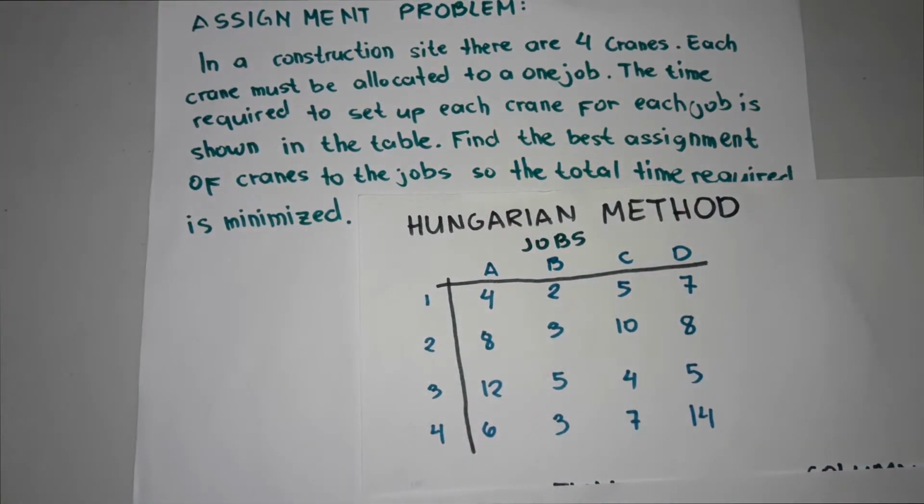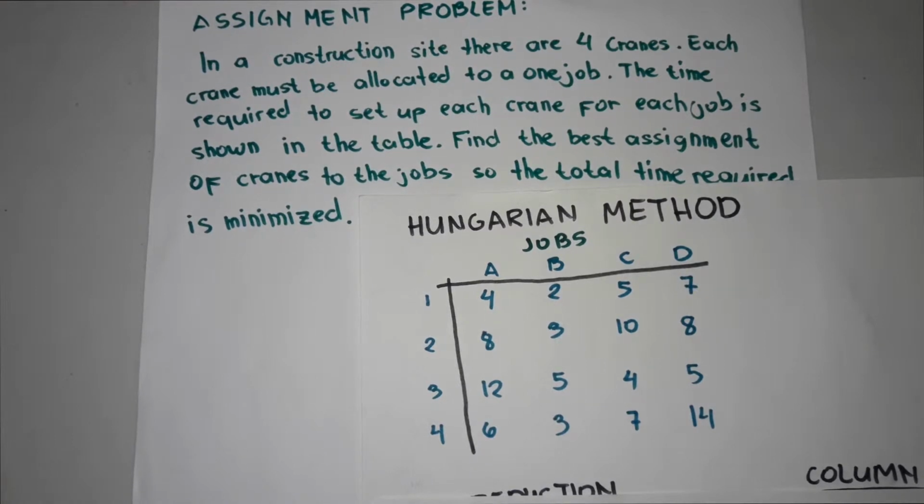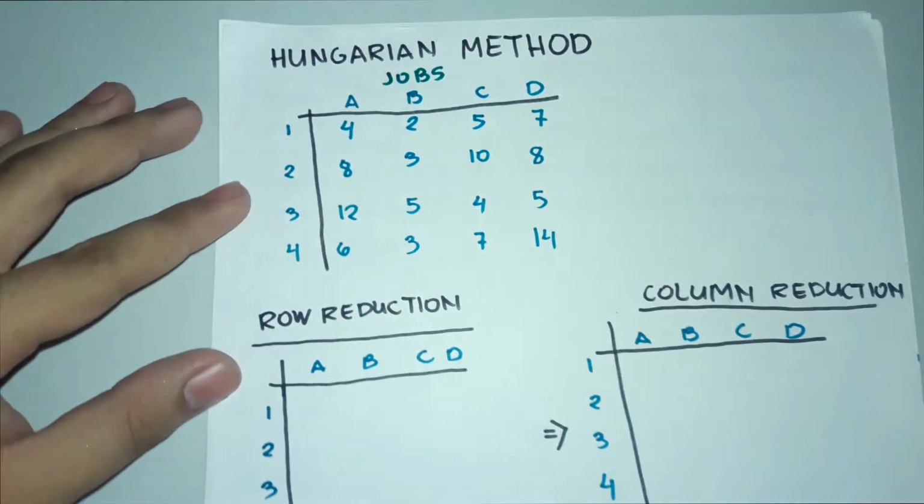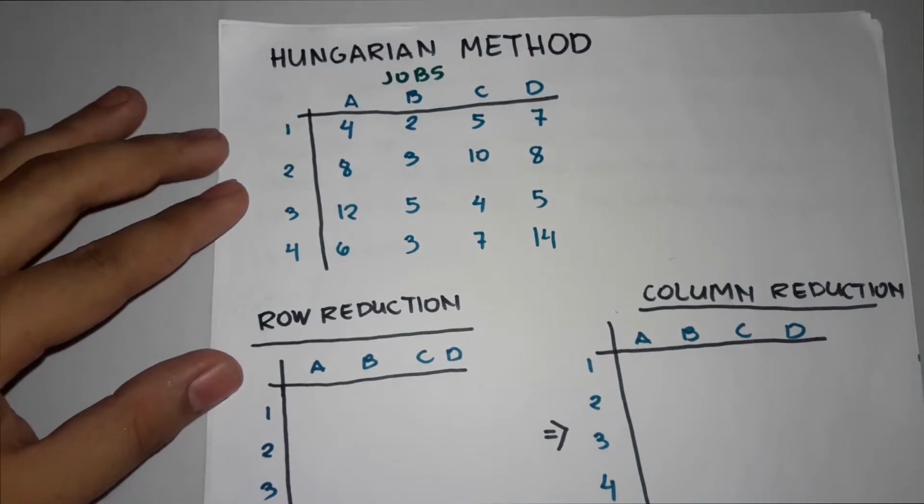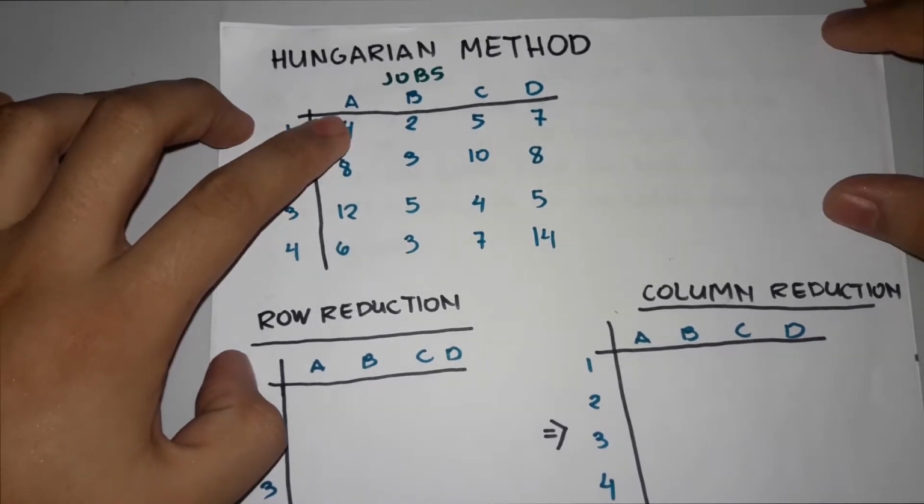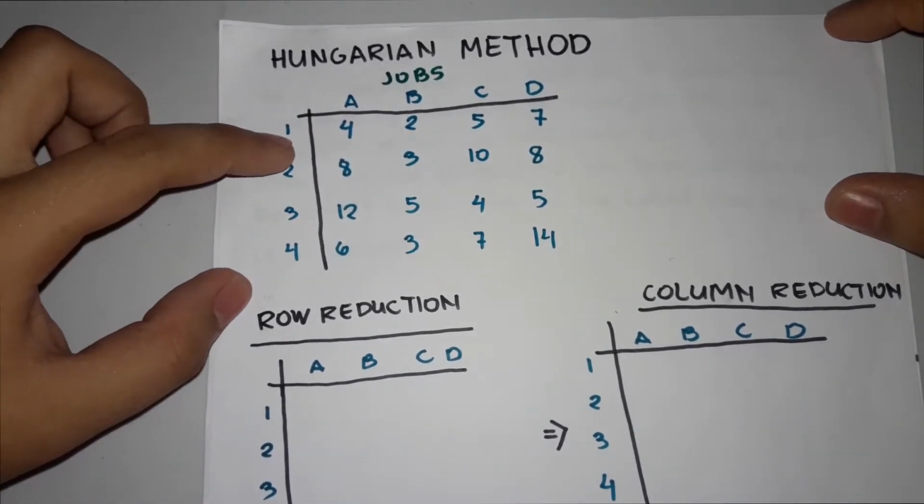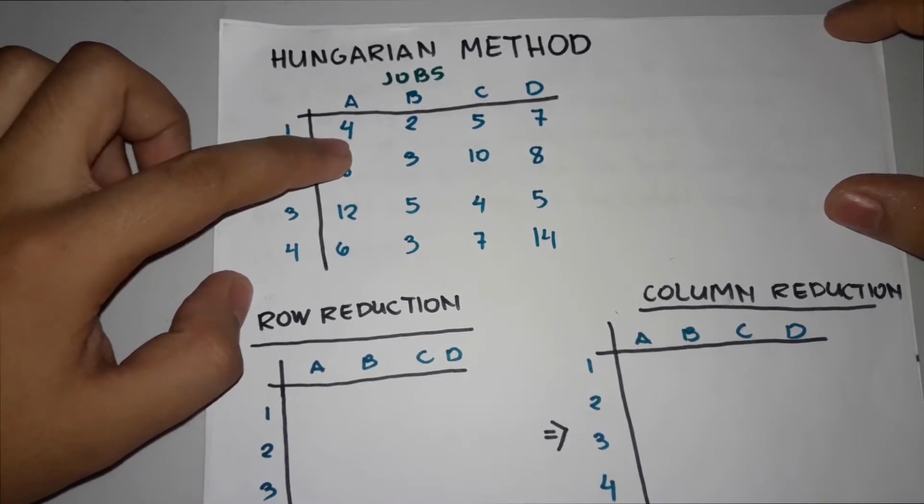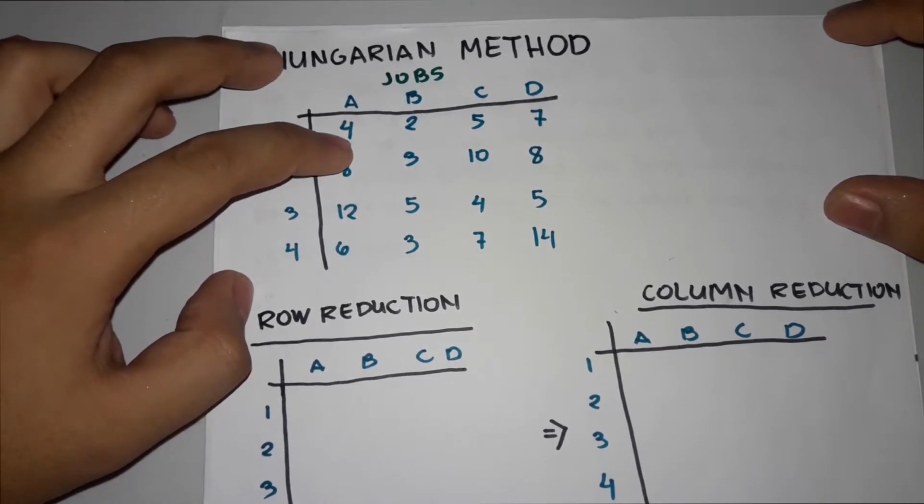So here we have the problem. In a construction site, there are 4 cranes. Each crane must be allocated to one job. The time required to set up each crane for each job is shown in the table. We are to find the best assignment of each crane to the jobs so that the total time required is minimized. In the problem, we are given the table that shows the time required to set up each crane for each of the jobs. For example, crane 1 has a setup time of 4 for job A.